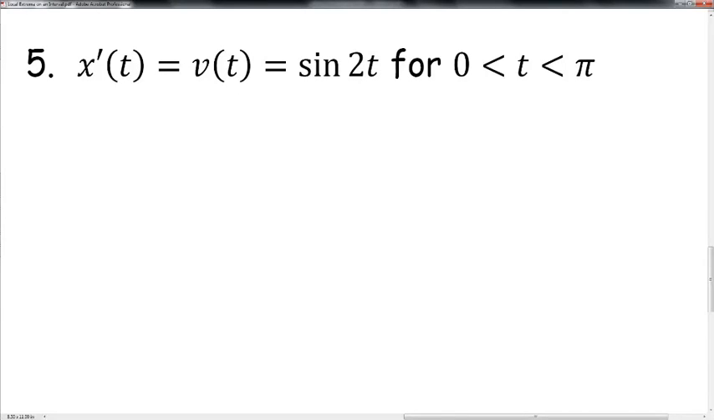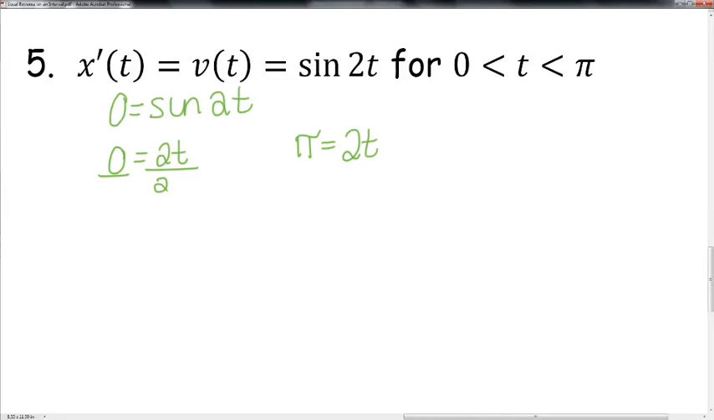All right, number 5, we're going to find our local extrema, our local minimums and maximums. I already gave you the derivative again, and so we're just going to set that equal to 0. And you have to think about, where is sine equal to 0? Well, sine is equal to 0 at 0, and sine is equal to 0 at pi. And so if we solve for t, we're going to divide both sides by 2. T is going to be 0, or t is going to be pi over 2.